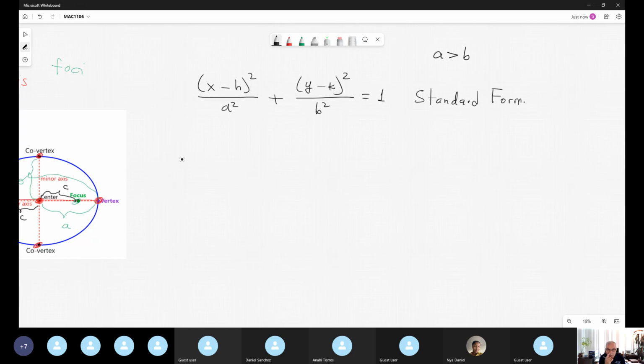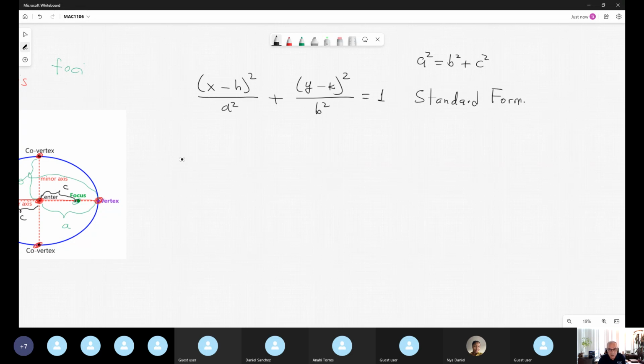Entonces, and then A is the bigger, right? And the relationship between A and B. What is the formula that connects A and B? Bueno, the formula is A squared is equal to B squared plus C squared. And who is C? C is the focal distance. C is the focal distance.